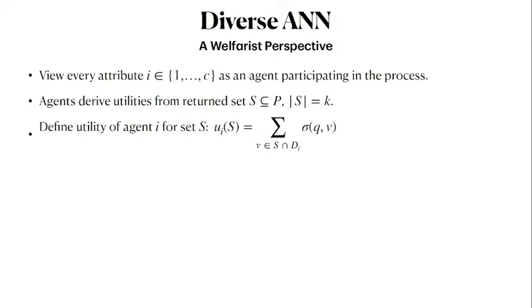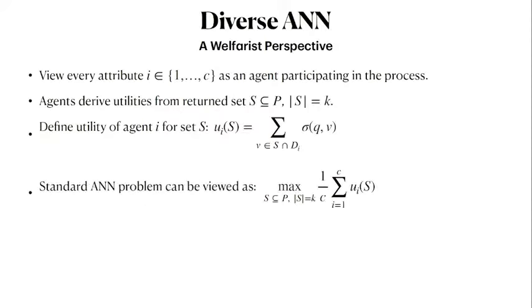And the utility is defined as the cumulative similarity to the query for every vector that belongs to the set S that you return, and also in the set Di, which is the set that has this attribute i. So every vector v that has attribute i contributes to the utility of the ith agent. And with this perspective, you can actually show that the standard ANN problem is equivalent to solving this problem.